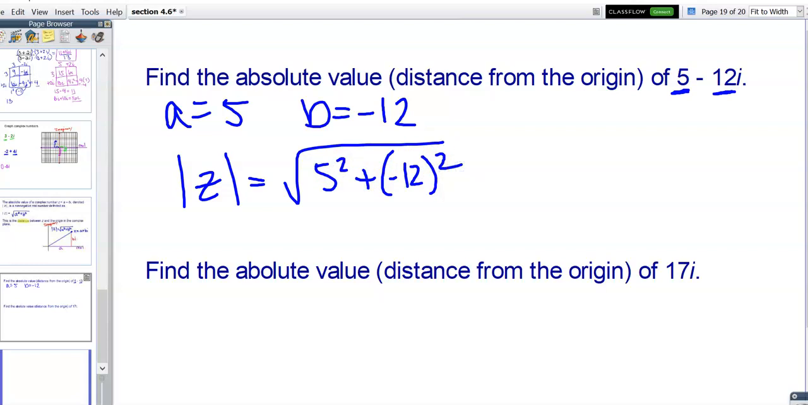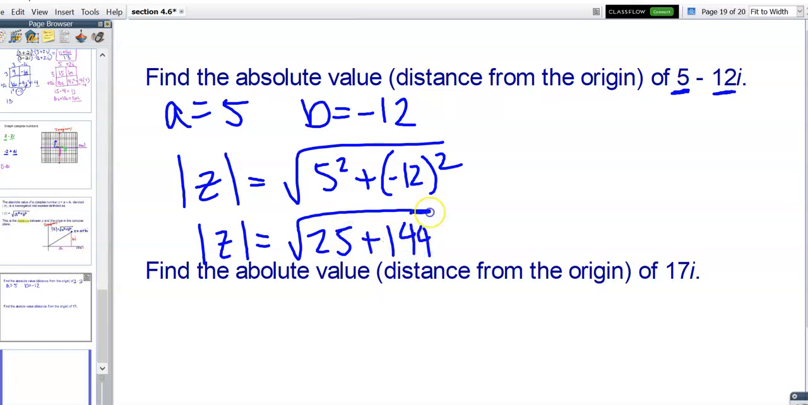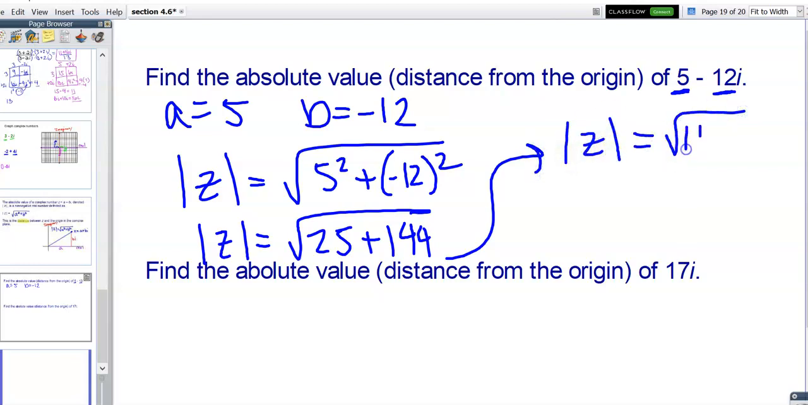So the absolute value of z equals the square root of 5 squared plus negative 12 squared, which is the same as the square root of 25 plus 144. 25 plus 144 is 169. So then the absolute value of z equals 13.